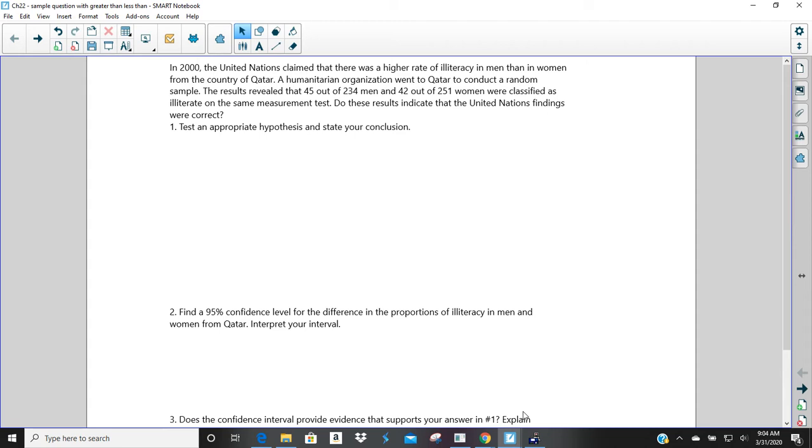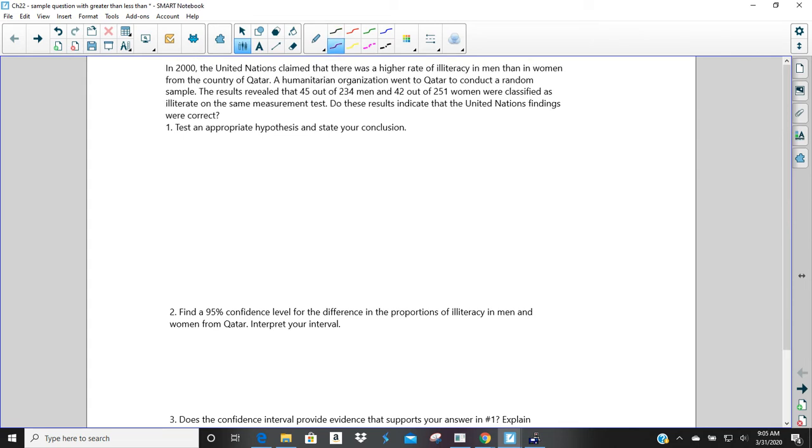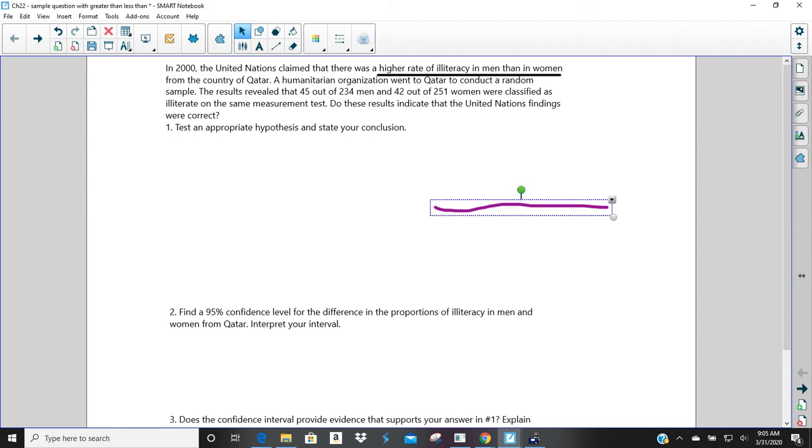Okay. So they're talking about illiteracy between men and women in Qatar. And they're saying they want to know if there's a higher rate, so a higher rate from men than women. And you know what? I'm terrible at this. I always do this, right? I make my lines look awful. So let me make a line that's more like this. How about this? Better. And then I will do this and I'll bring it up. Okay. So that's what we're going to be looking for here.